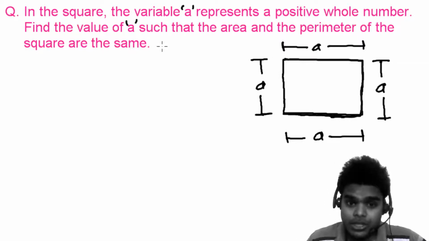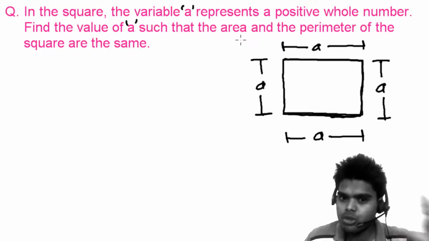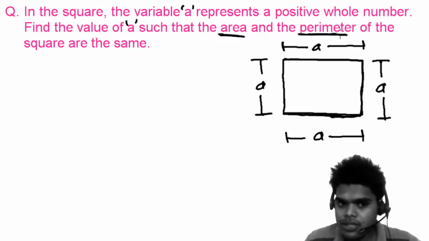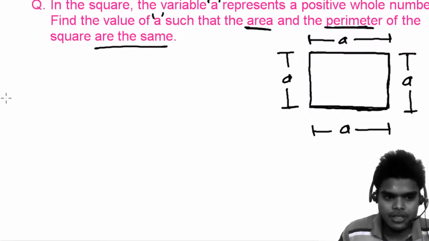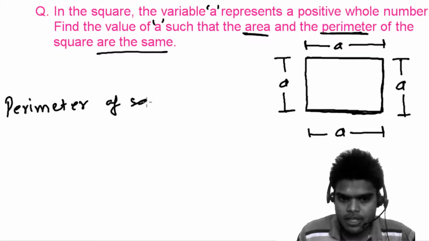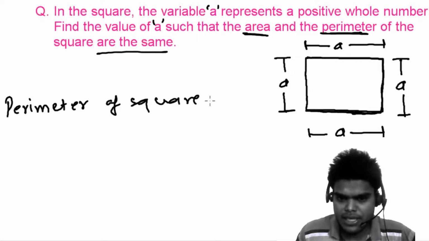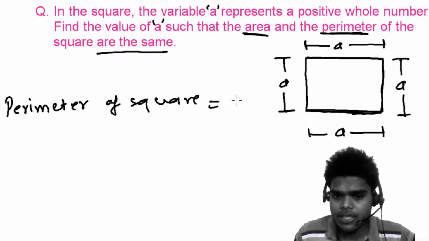And the question is giving a trick here. Now you have to assume a square whose area and perimeter are the same. You already know the perimeter is the sum of all the sides. Perimeter of a square is what? The sum of all sides, right? So the sum of all sides, that is a, 4a directly you can write, or you can write a plus a plus a plus a. That's the basic way, just write 4a.